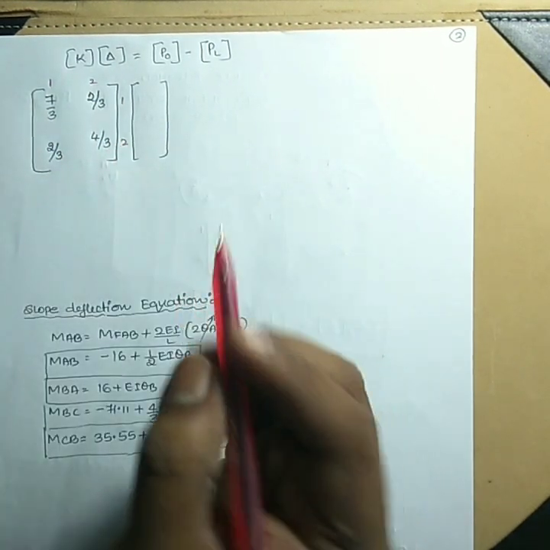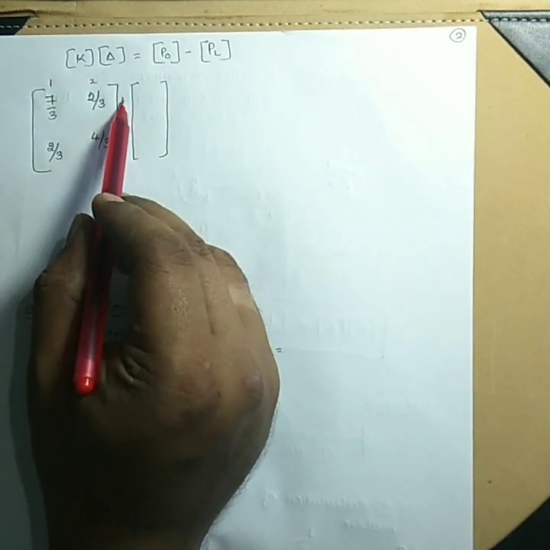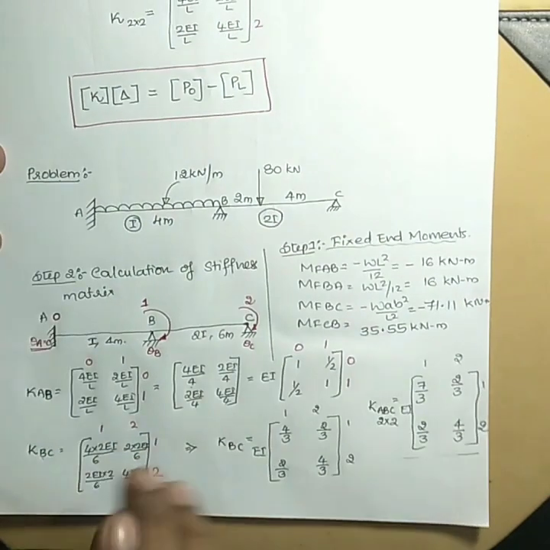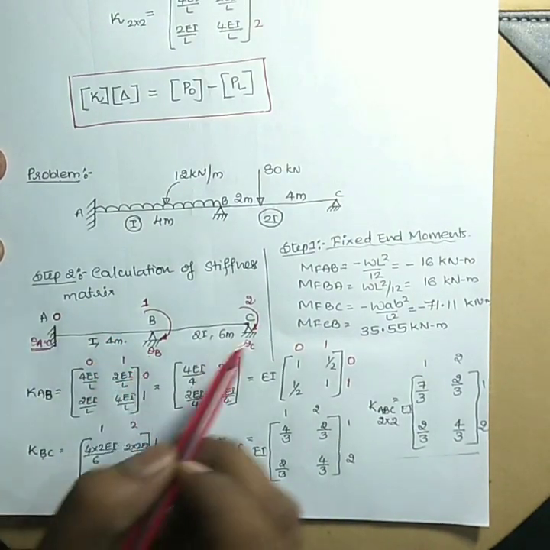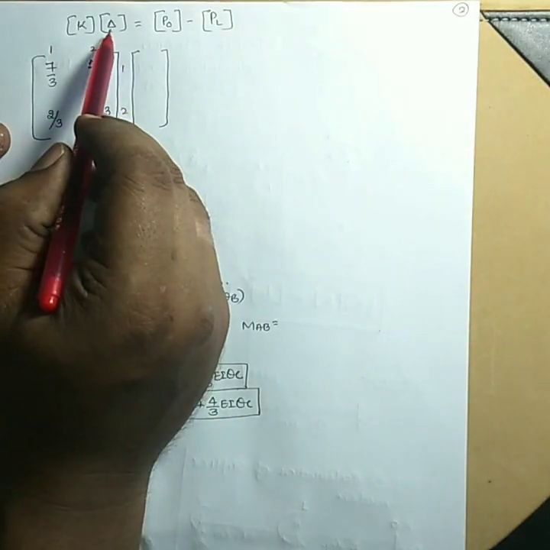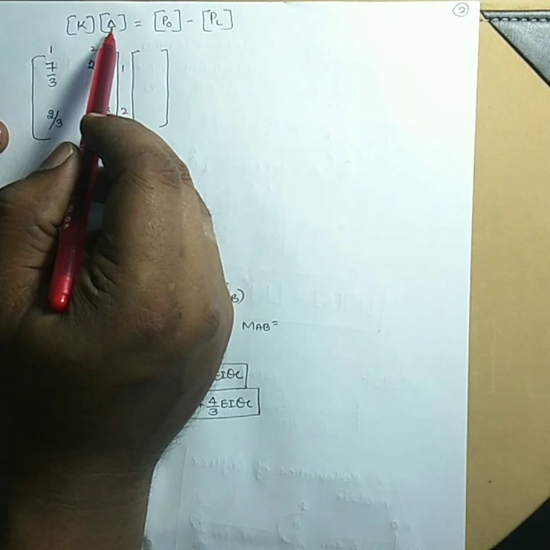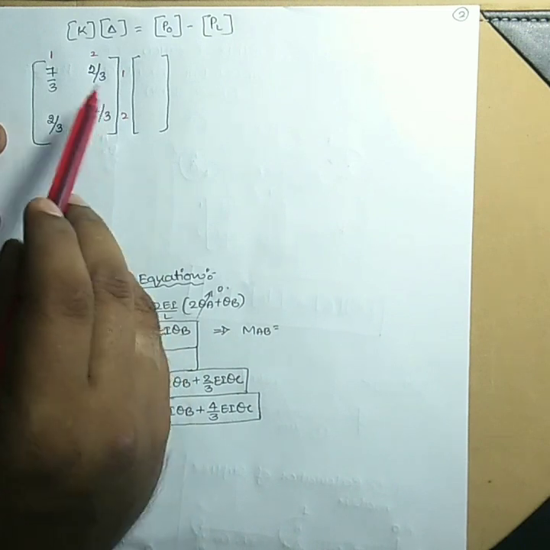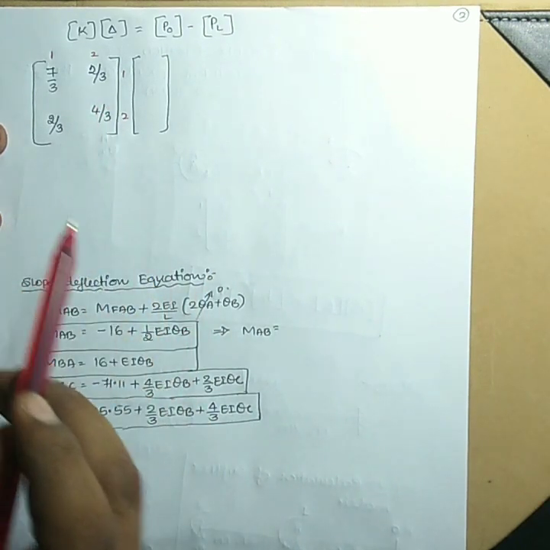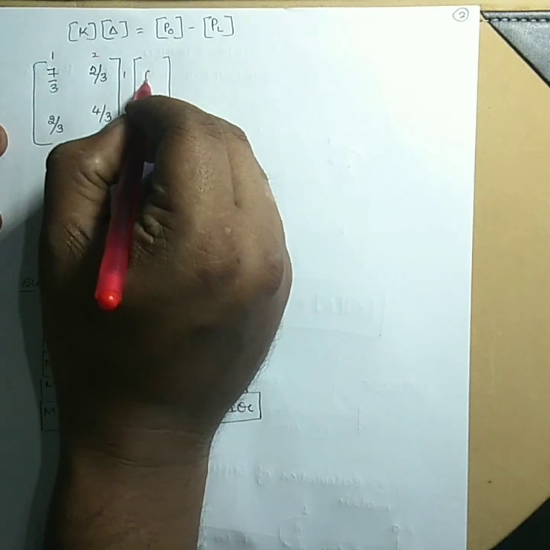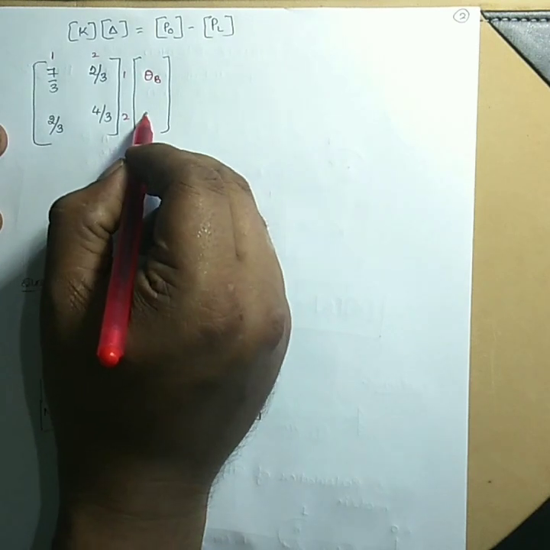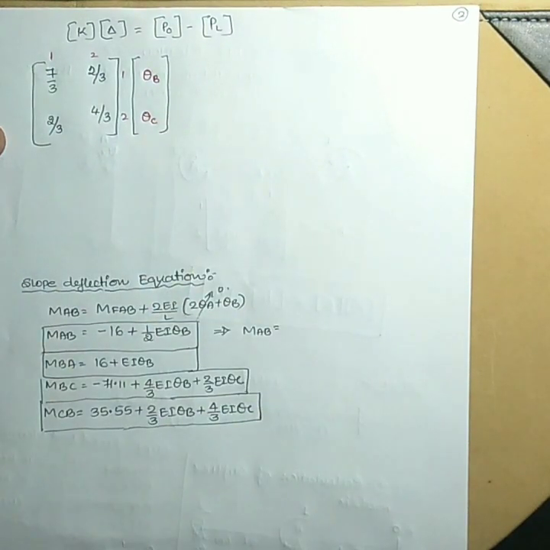Now coming to the delta matrix, first value is theta, second value is theta. Here you can see my first unknown is theta B, my second unknown is theta C. So in the delta matrix, as I told earlier, delta may be theta or it may be delta depending upon the direction we assumed. Here both direction 1 and direction 2 are rotational directions. Hence first comes theta B, and second comes theta C. These two are the unknowns for our case.